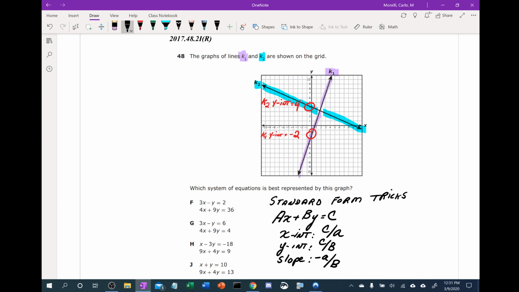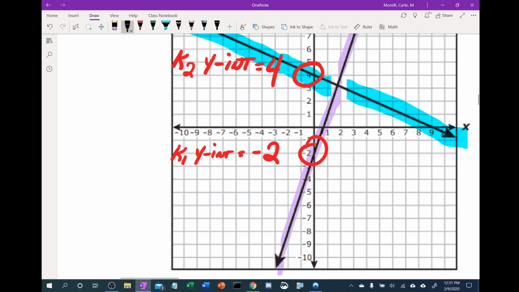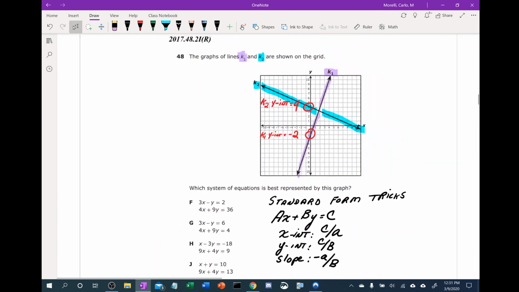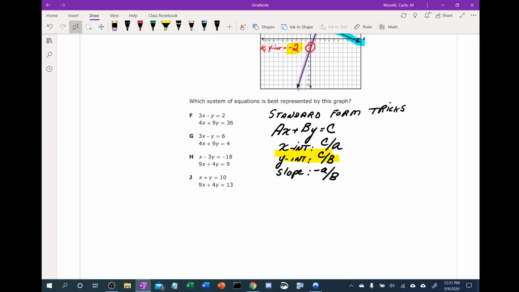Now, what do we know about this problem? Do we know the slopes? No. Do we know the x-intercepts? Not really, because they're crossing at weird places. But we do know the y-intercept. So this is what we're going to calculate here. We're going to use this trick. Okay, we're going to try to find -4 and -2 hiding in our answer choices.